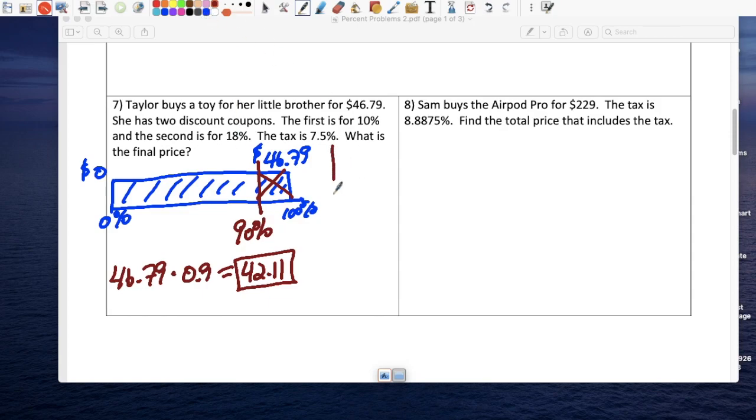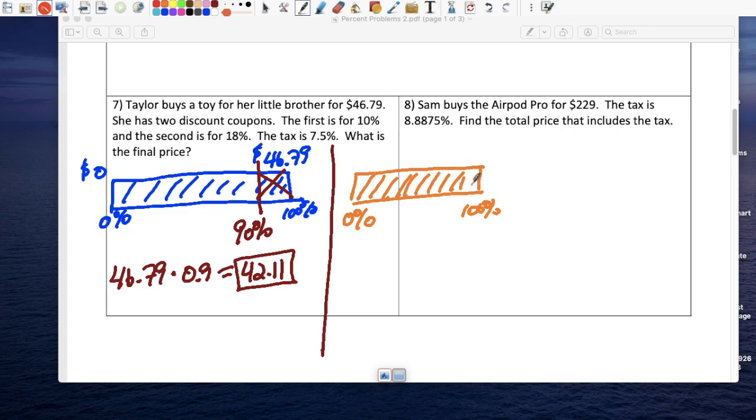So that becomes my new total, and that's what I'm going to use to create my new bar model. When I create my new bar model, 0%, 100%. Now my 100% is changed. It is no longer $46.79. My 100% of what I'm going to pay as of now is $42.11. Except that I have another discount, 18%. So I'm going to remove 10, 15, 16, 17, 18. 18% of what I was about to pay, I'm going to remove.